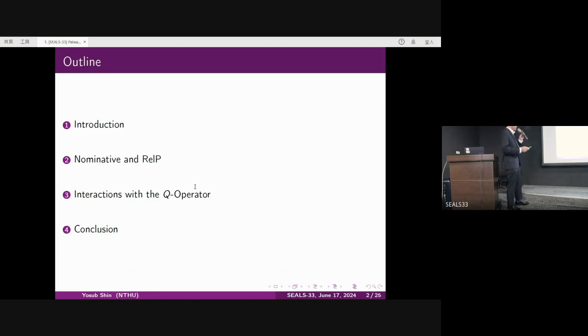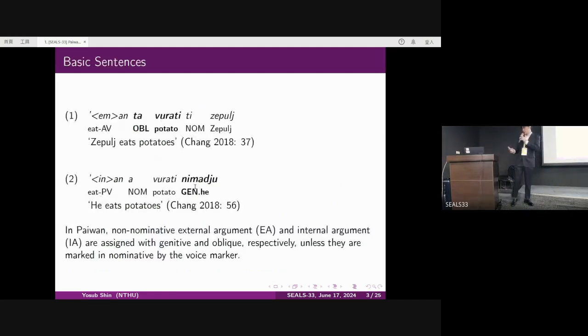So before moving on to the main content and the core argument, the core question that I'm going to discuss in this presentation, I'd like to introduce some assumptions about the case assignments in the Paiwan language. As we can see in these two examples, like many other kinds of Austronesian languages, Paiwan regularly shows these kinds of agreement relations between the types of the voice markers and the theta roles of the so-called nominative subjects, as you can see in these two examples.